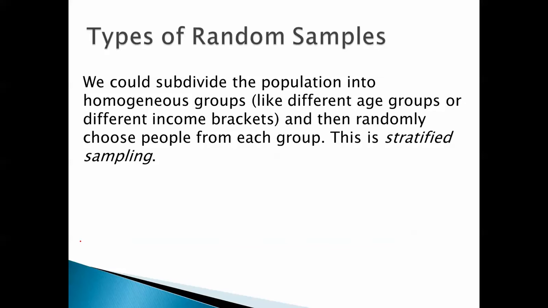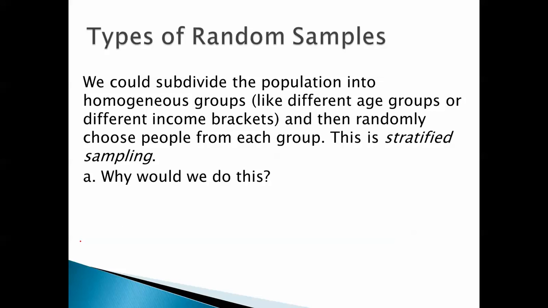We could subdivide the population into homogeneous groups. Homogeneous groups means everybody in the group shares a certain characteristic. Like we might separate into different age groups. Maybe you've got 18, you've got 21 to 30, and 31 to 40, and 41 to 50, etc. So you're subdividing the population into these groups, each of which shares that characteristic. And then randomly choose people from each group. This is called stratified sampling.